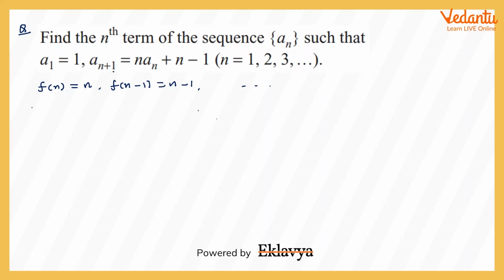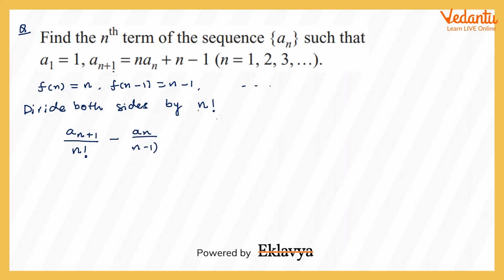So what I will do, I will divide both sides by n factorial. n, n minus 1 and so on, their product will become n factorial, and we will get here an plus 1 upon n factorial minus, I can write it on the left hand side, it will be an upon n minus 1 factorial, and on the right hand side it will be n minus 1 upon n factorial. n minus 1 upon n factorial can also be written as 1 upon n minus 1 factorial minus 1 upon n factorial.